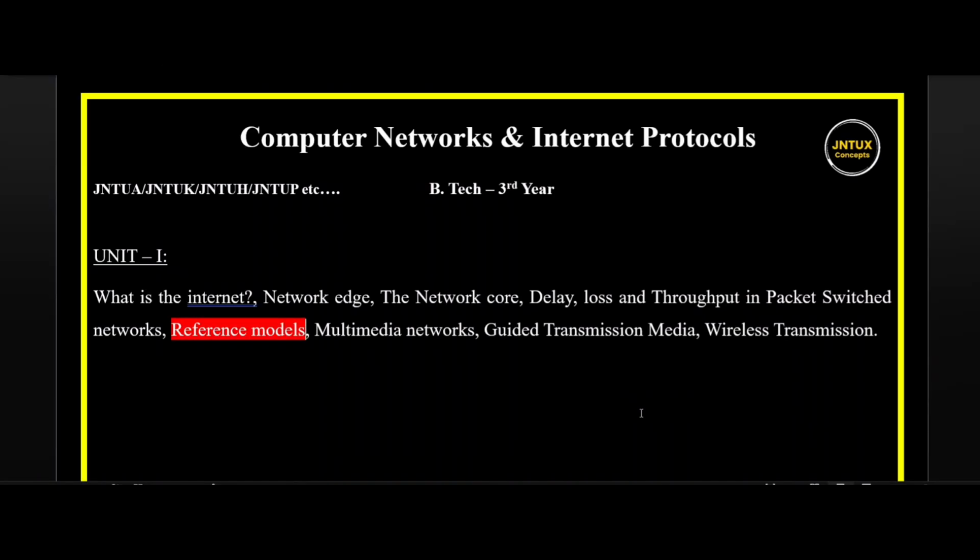Hey everyone. So in our previous video we have covered packet switched networks. Moving forward, in this one we are going to discuss reference models.